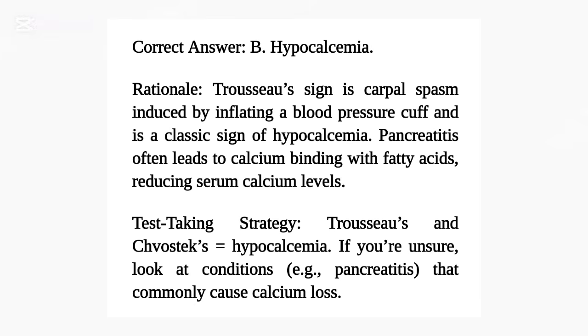Rationale: Trousseau's sign is carpal spasm induced by inflating a blood pressure cuff and is a classic sign of hypokalemia. Pancreatitis often leads to calcium binding with fatty acids, reducing serum calcium levels. Test-taking strategy: Trousseau's and Chvostek's equals hypokalemia. If you're unsure, look at conditions, e.g., pancreatitis, that commonly cause calcium loss.